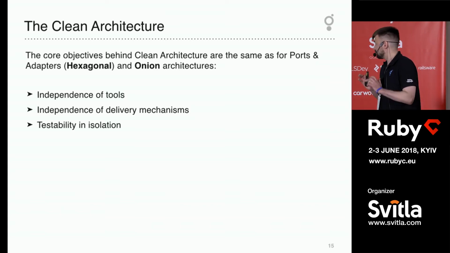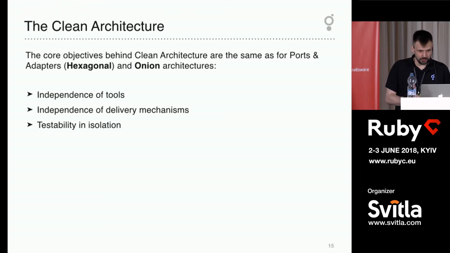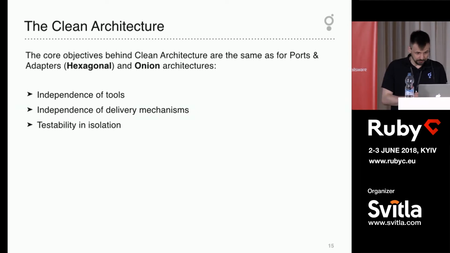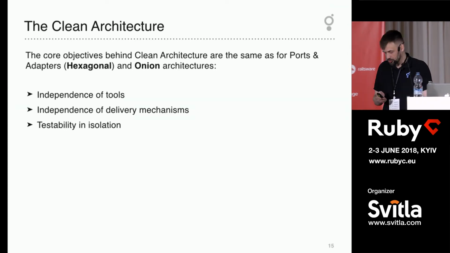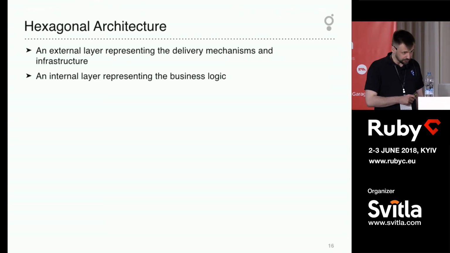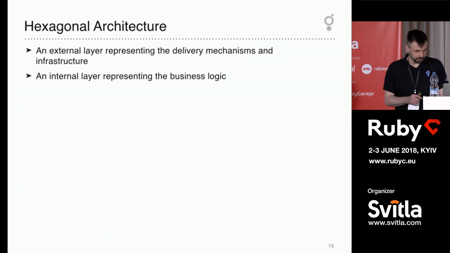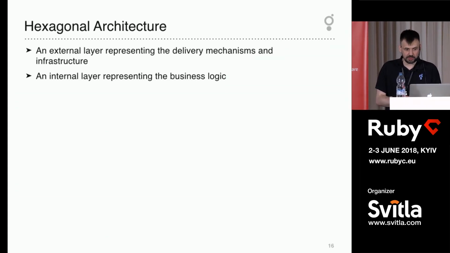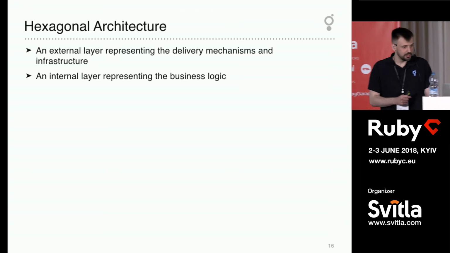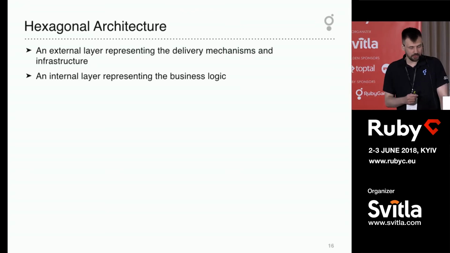Actually, clean architecture is not something new. It's a mix of other architecture approaches: hexagonal and onion architectures. In hexagonal architecture, the main idea is to have an external layer representing the delivery mechanism and infrastructure, and an internal layer representing only business logic.